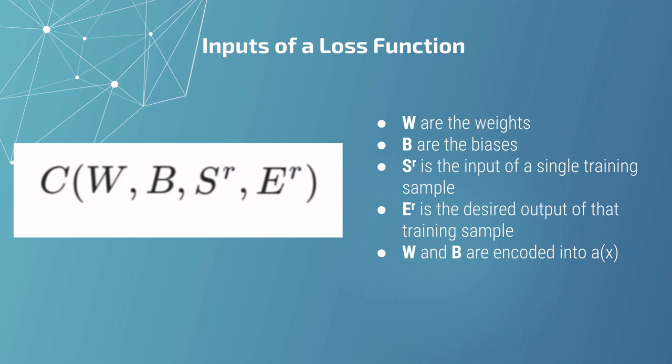These are the inputs of any loss function. C is the quadratic cost function in the previous slide. W is the weights, B is the biases. S to the r is the input of a single training sample. E to the r is the desired output of that training sample, basically the real output. And W and B are encoded into a of x.